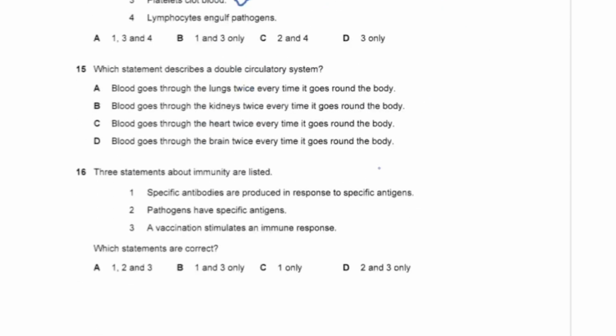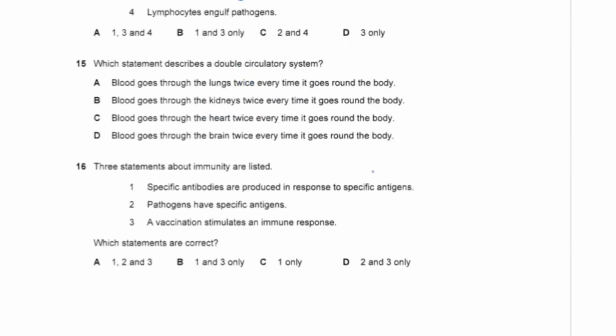Moving on to the next question, number 15. Which statement describes a double circulation? This is a very simple recall question. A double circulation is a process where blood will have to pass through the heart 2 times to complete a circuit. So blood passes through the heart twice to complete what? A circuit. This is as against single circulation that refers to where blood goes through the heart once to make up a circuit. So the correct option to this is option C.